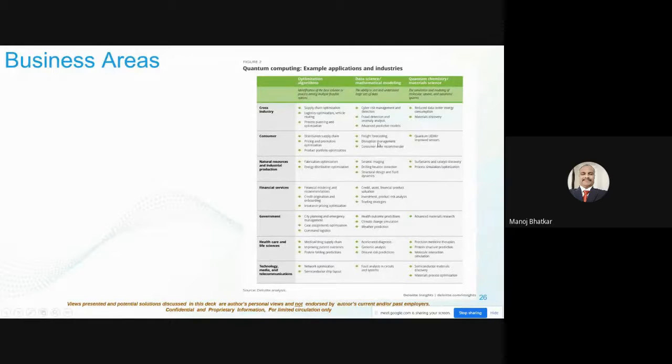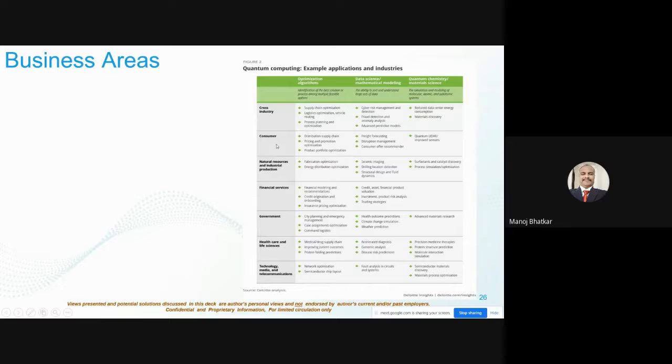We'll see what those areas are and how they go. Across the industry, optimization will always be there, whether it is supply chain optimization, route optimization, or anything else. Data science, mathematical modeling, and then quantum chemistry. How do I reduce data center energy consumption, for example, or how can I design more efficient batteries? We'll go through some of the case studies and find it out as well.